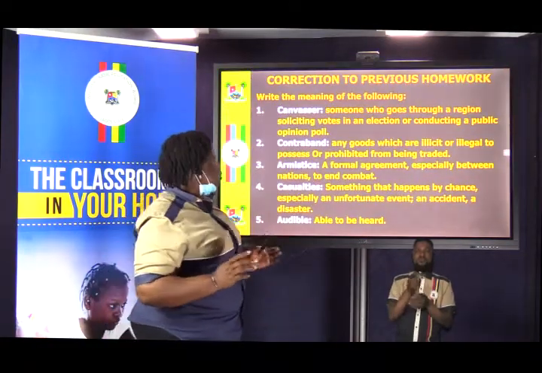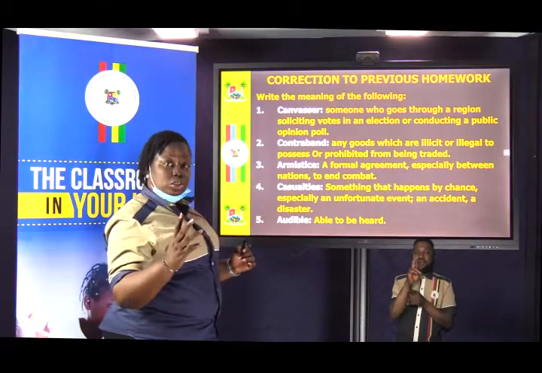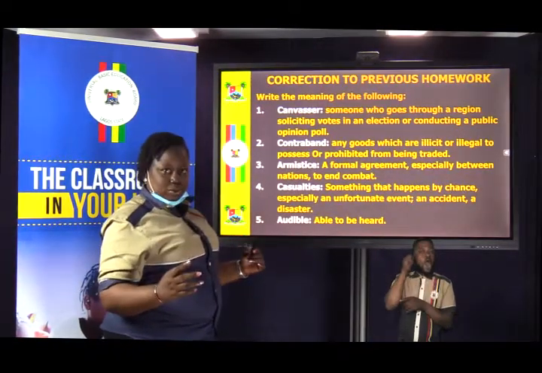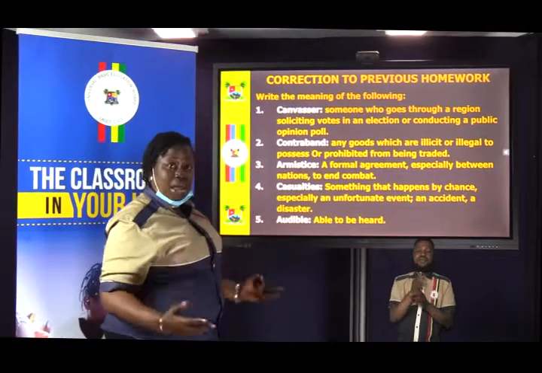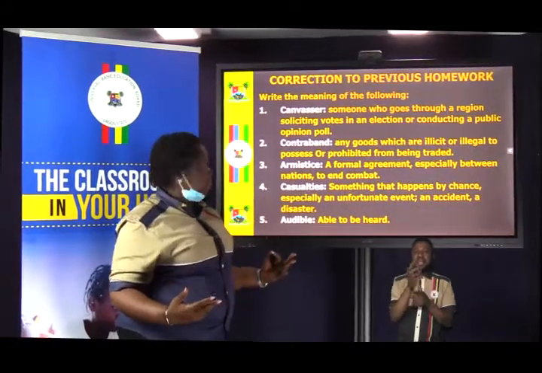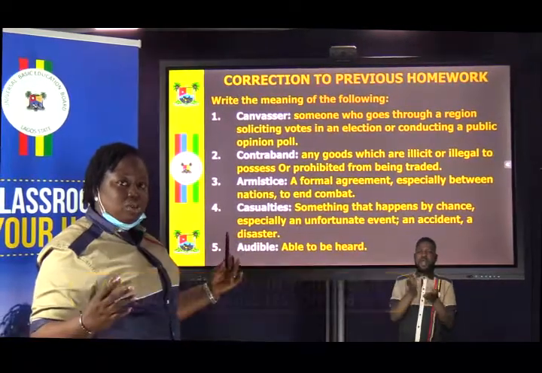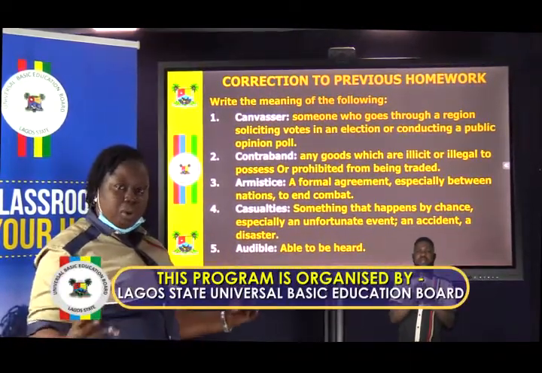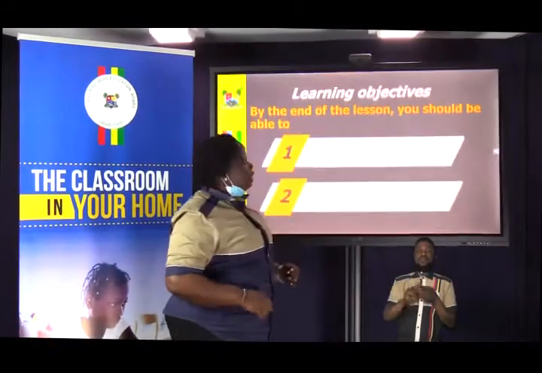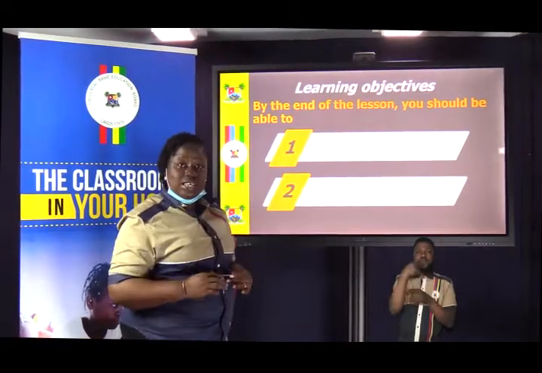For your homework, you were asked to write the meaning of these words: canvasser, contraband, armistice, casualties, and audible. I received so many definitions or meanings given to these words. But then, here are the meanings. That is the correction to your previous homework. And I want to appreciate as many of you that submitted promptly, and I celebrate you with this chair. Good job, you.